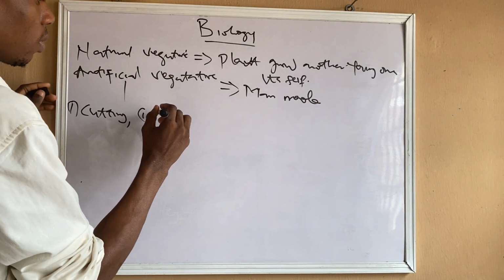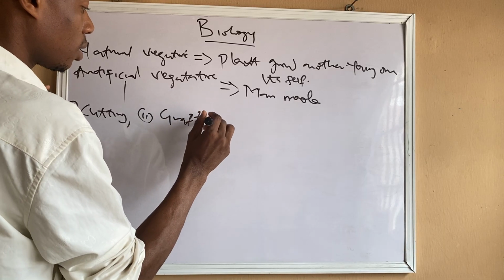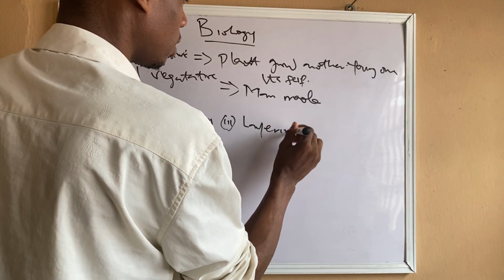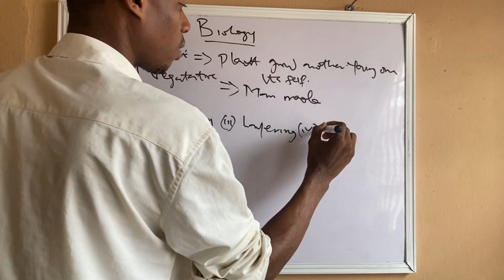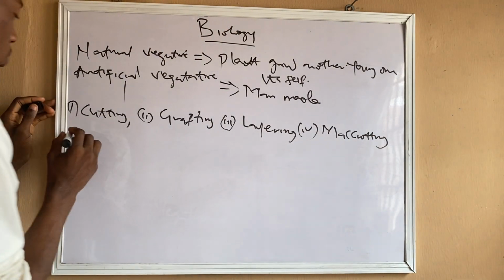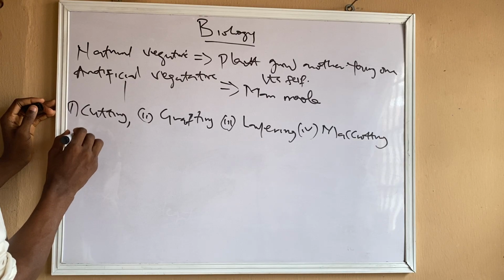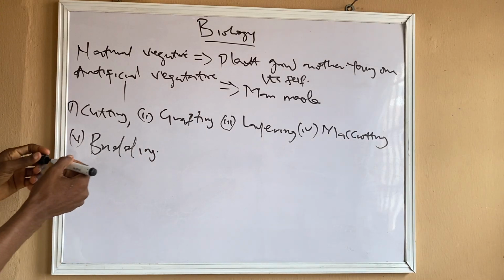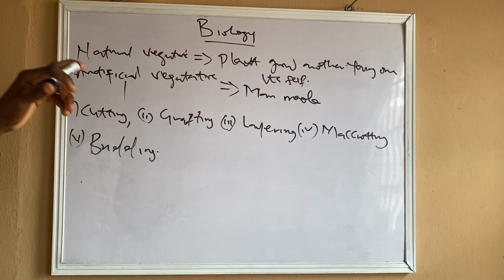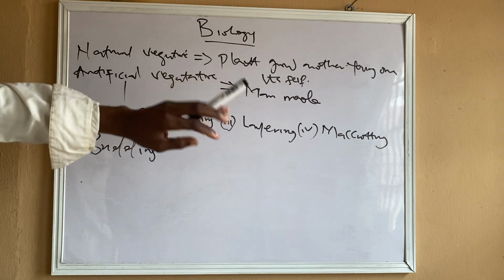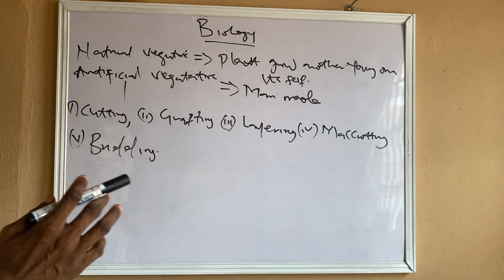2, we have grafting. 3, we have layering. 4, we have marcotting, and the last one, 5, we have budding. These are the major types of artificial propagation that we usually have.